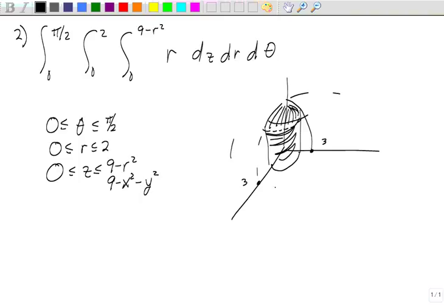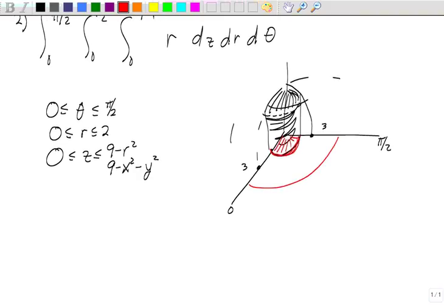And theta is from 0 to pi over 2. So it's just going to be that first quadrant in the xy plane, because theta is 0 here, and this is pi over 2. Here's r. R is traveling from 0 to 2. So it's going to be all that quarter circle, and then it's bounded by the parabola. So we're cutting it out of the paraboloid.